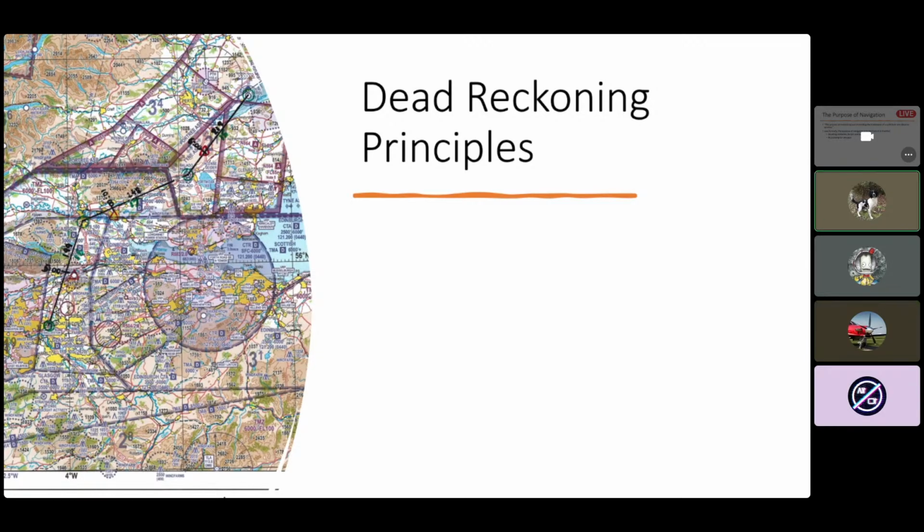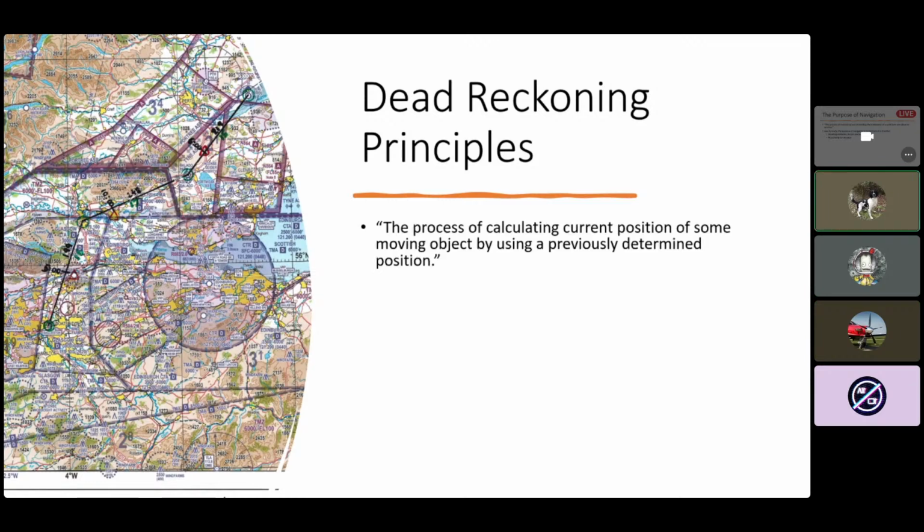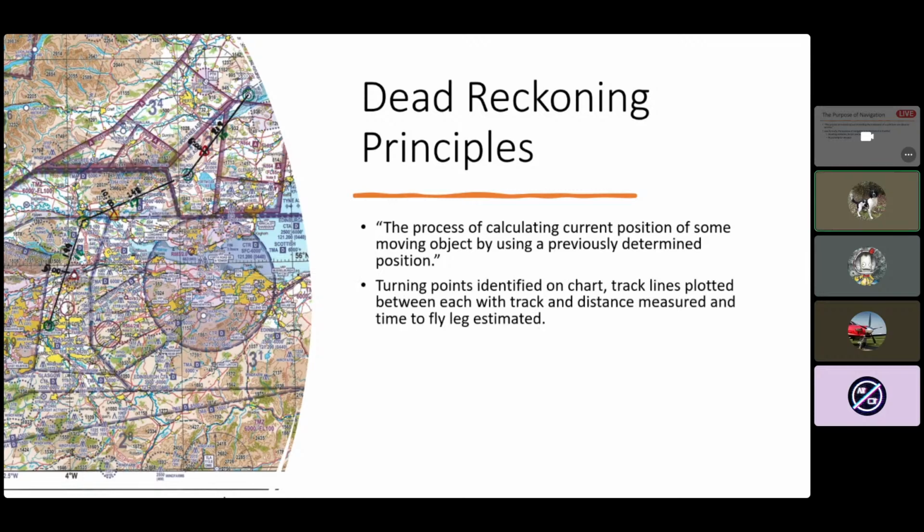So, what is dead reckoning? Once again, shamelessly stole this textbook definition from Wikipedia. The process of calculating current position of some moving object by using a previously determined position. So what does that mean in real terms? We define turning points on a chart. We plot track lines between these two points, and we will measure the distance, calculate the time that it will take, and then we will also calculate a heading to fly based on winds. That's it, really, in a nutshell.